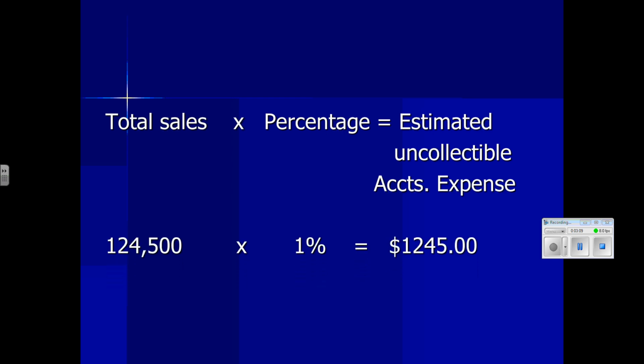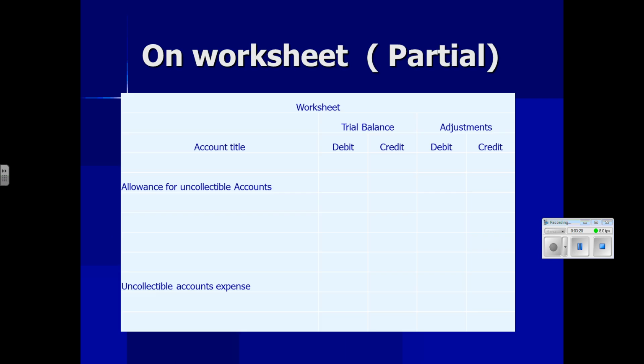So we're going to take the $124,500, multiply that by the 1%, and that's going to give us $1,245 as our uncollectible accounts expense. We're simply going to add that into our adjustment accounts, where our allowance for uncollectible accounts is going to be credited, and our uncollectible accounts expense is going to be debited, because expense accounts are increased on the debit side. We now understand that about $1,200 in goods aren't going to be paid for. And so that is the second adjustment.